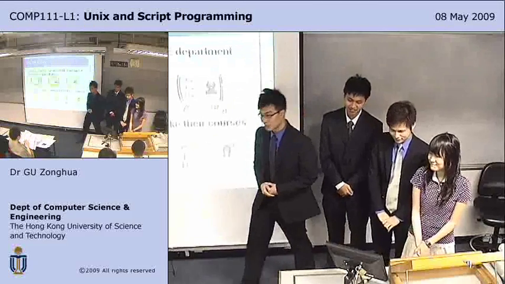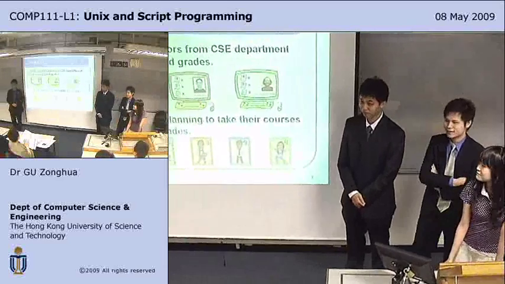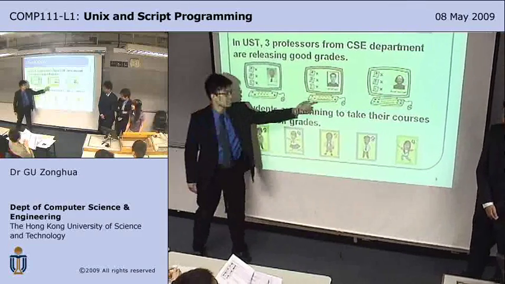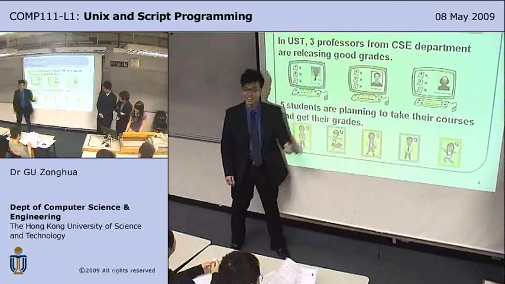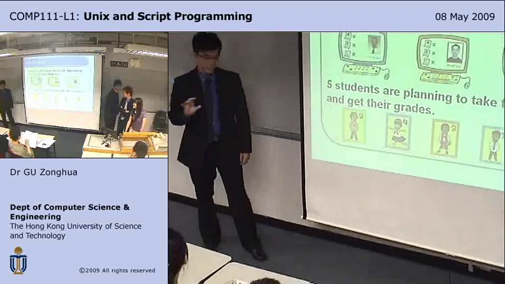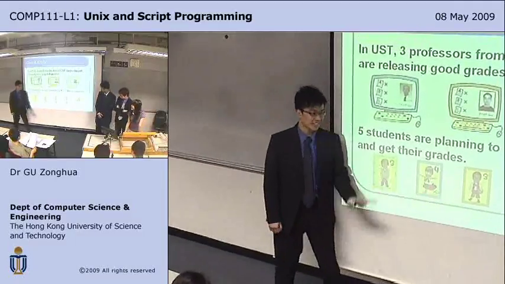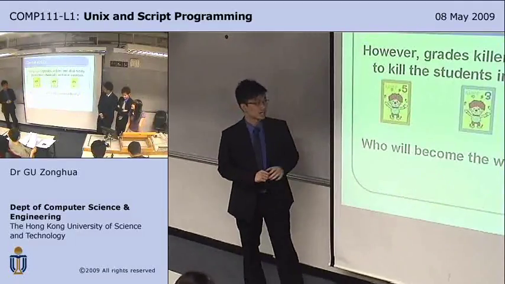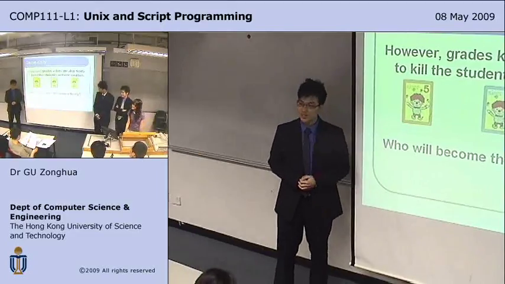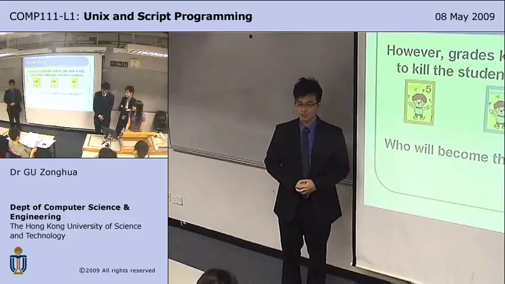I would like to introduce our game story to you. In university, there are 3 professors in the CSE department who always give good grades to students. The first one is Professor Chu, and the other one is Professor Honor. And the most important one is Professor Ku. And then 5 students are planning to take their courses and to get their grades. We are the 5 students. However, there are 3 killers in the game who are going to kill the students. So, who will be the winner? Before we introduce our game mechanism or other things, I would like to demonstrate the game to you first.